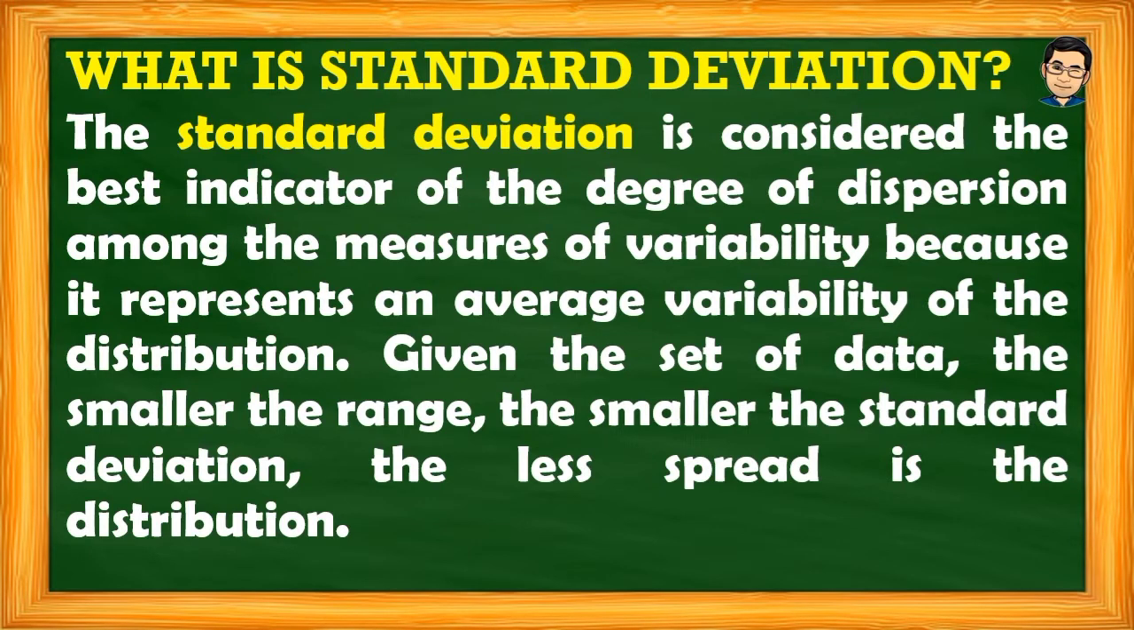Given the set of data, the smaller the range, the smaller the standard deviation. The less spread is the distribution. Kapag yung range na nakuha natin is mababa, mababa din po yung makukuha nating standard deviation. Ibig sabihin, hindi magkakalayo yung mga score. Hindi sila sobrang layo.